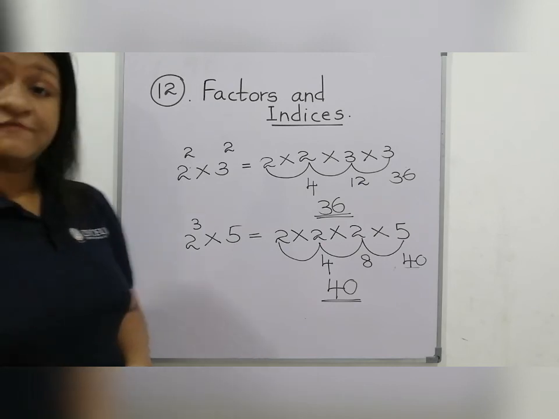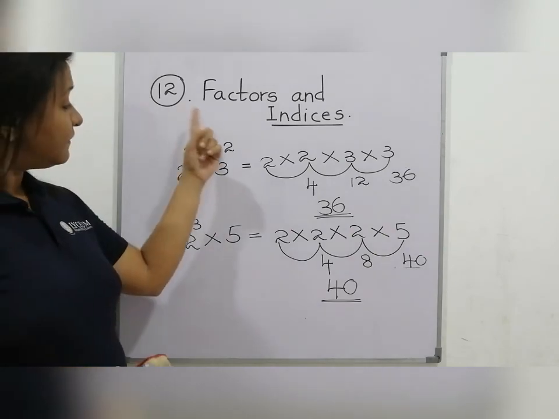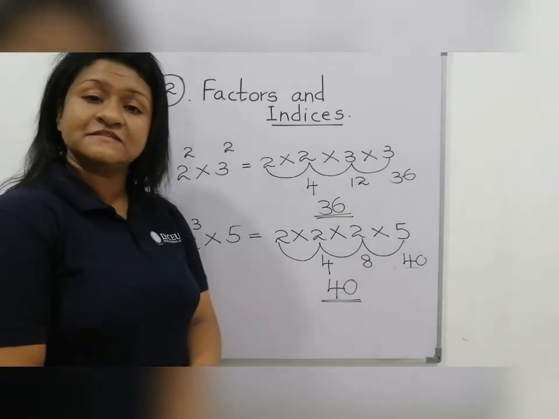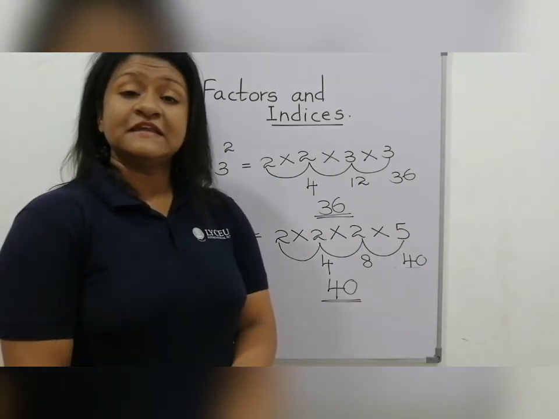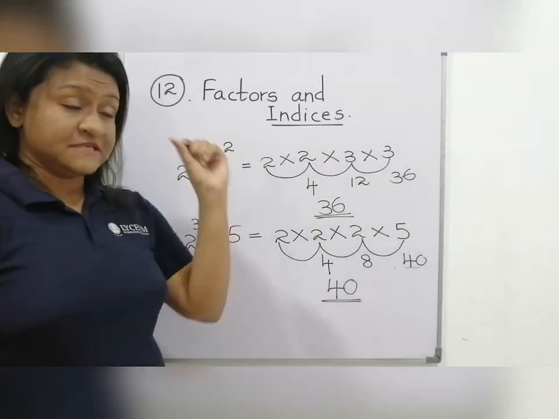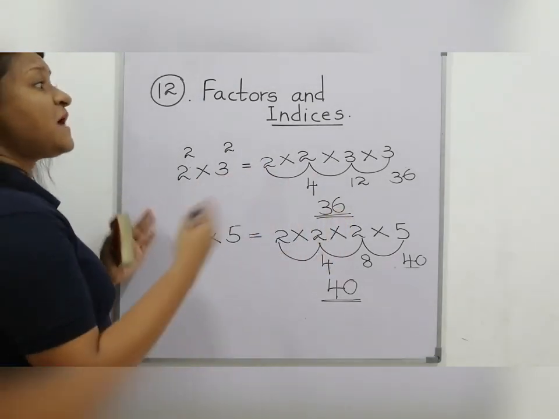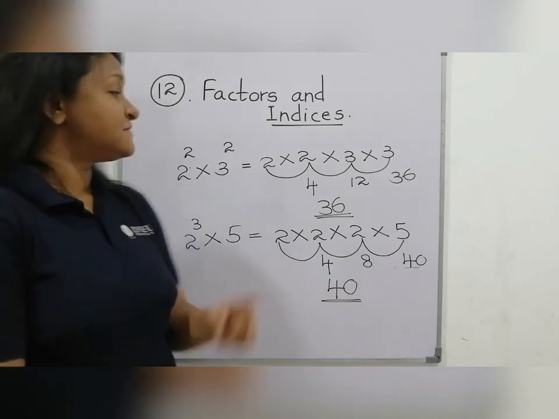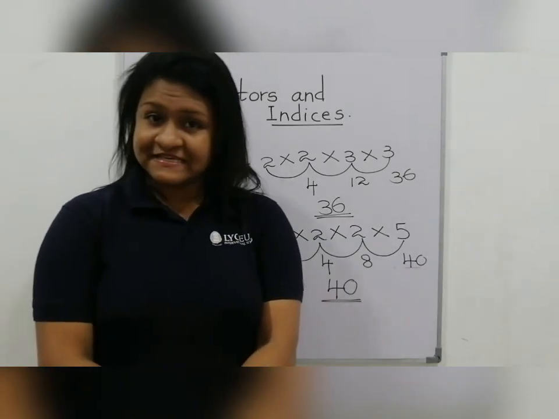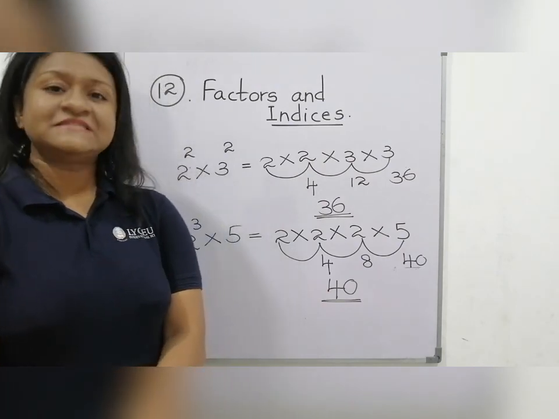So, children, if I summarize the lesson, the shorthand way of writing the repeated multiplication is called writing numbers in index form. We learned how to write the numbers, that means the repeated multiplication, in shorthand way, and then we learned how to expand and find the hidden values of the numbers written in index form. So my dear children, this is the second part of the lesson Factors and Indices. Hope it is very clear.